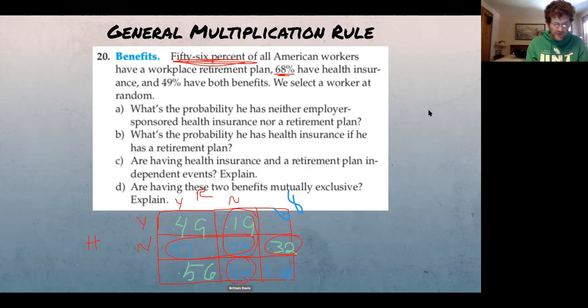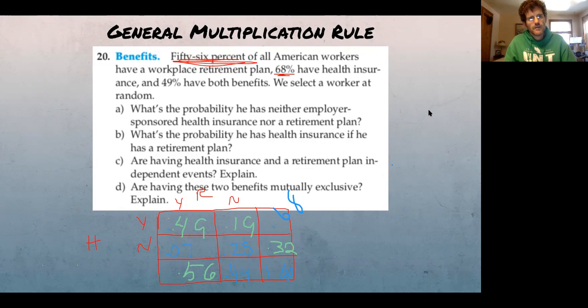Now, I guess one other thing I should mention, because I haven't said it yet, is these two have to add up to 100%. So that's where the other two numbers came from. The 0.32 and the 0.44 comes from figuring out how the marginal totals will need to be distributed to add up to 100%. All right. So now we have the two-way table. That hopefully is the hardest part of this problem.